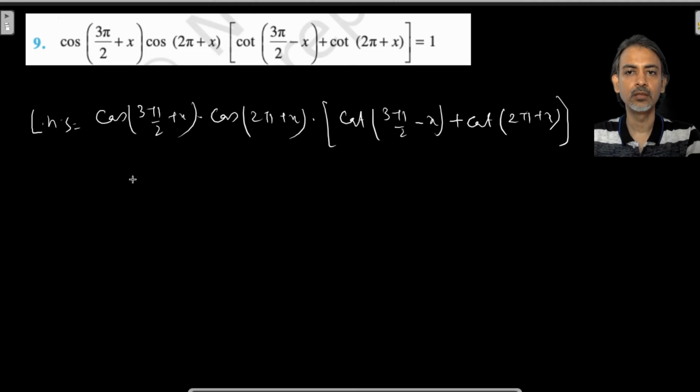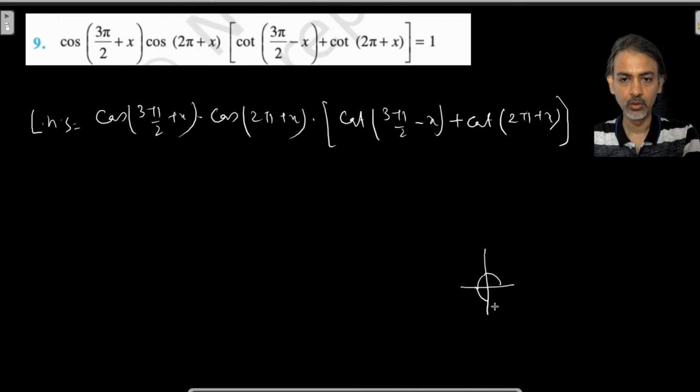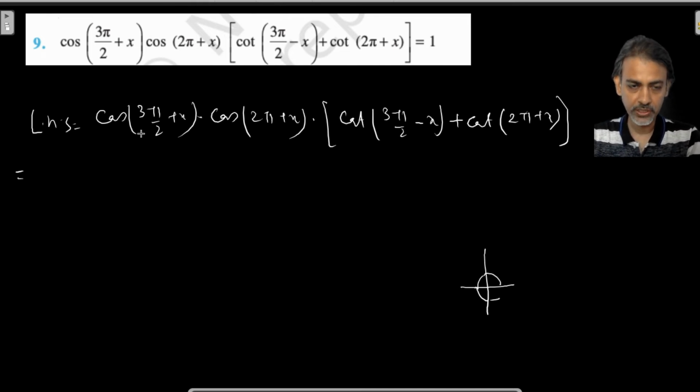Alright. Now, when you look at this problem, cos of an odd multiple of pi by 2, so cos will change to sine. 3 pi by 2 is where 1 pi by 2, 2 pi by 2, 3 pi by 2 plus x. So this is going to be the fourth quadrant. So cos will change to sine, and the sine of this will remain positive. So plus sine x, we don't have to write.